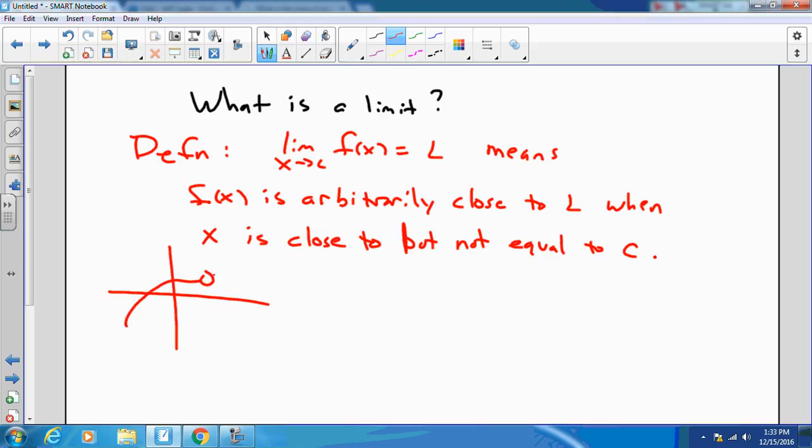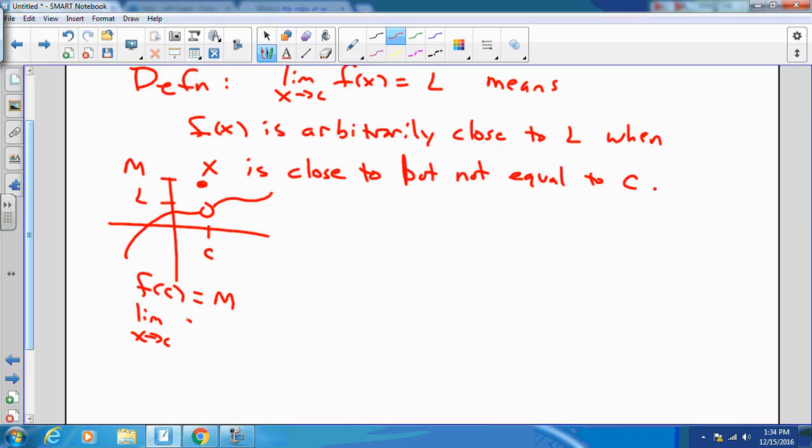So a picture that we could draw for this situation could be a function that looks something like this. And maybe there's a point up here somewhere. And we could say that while f of c is equal to m, nevertheless, the limit as x goes to c of f is equal to L. Why? Because no matter how close I wish to get to L, I can find a neighborhood around c so that all of the y values for x's around c fit in my neighborhood around L. That's the basic picture that we have right here. And the fact that f of c is equal to m, that plays no bearing on this. So that's what it means for the limit to be equal to a value.